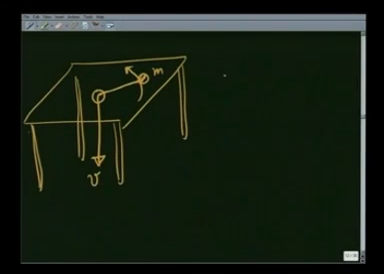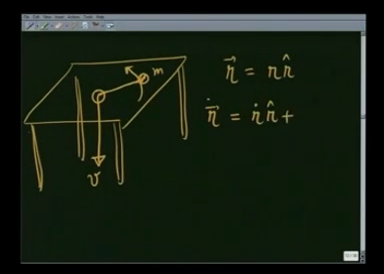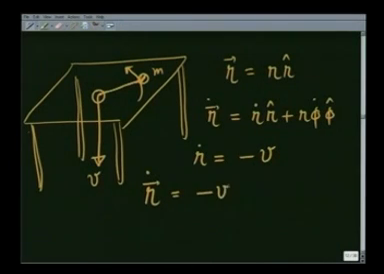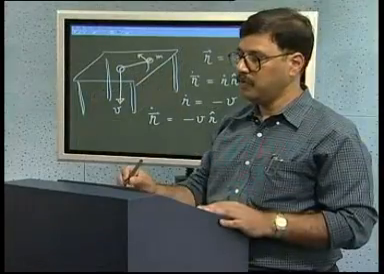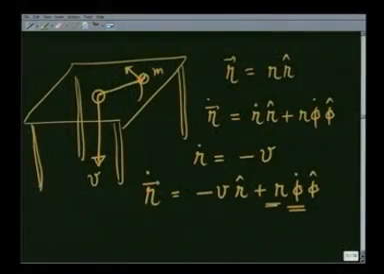So, the position of the particle at any time is given as r equals r times the unit vector r, and the velocity is r dot equals r dot r plus r phi dot phi. r dot is given to be constant and r is decreasing, so it is minus v, and therefore the velocity is equal to minus v r plus r phi dot phi. I want to find the subsequent motion: how phi dot changes with time, how r changes with time, and what is the force F needed to pull this thread down.